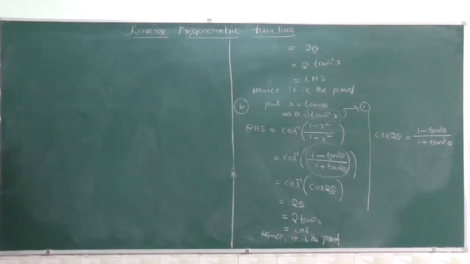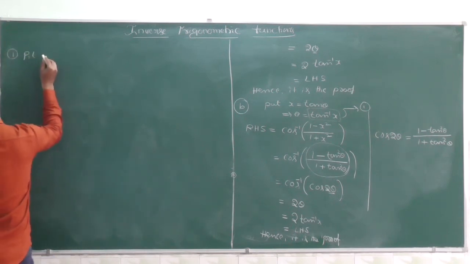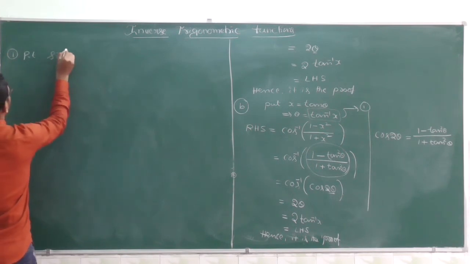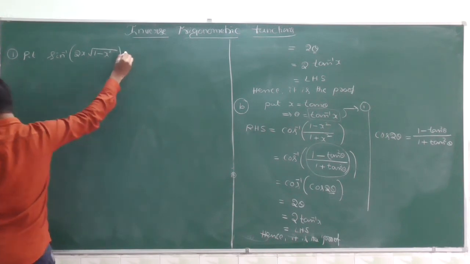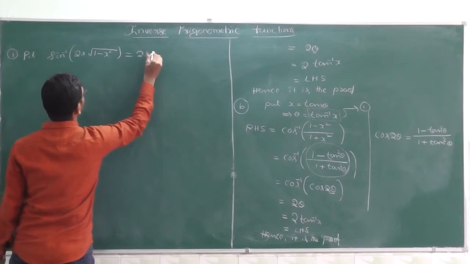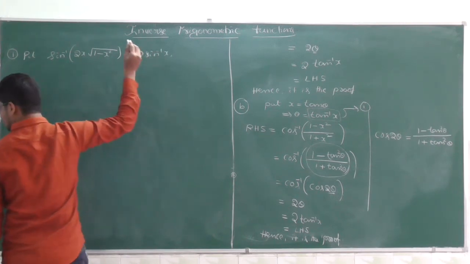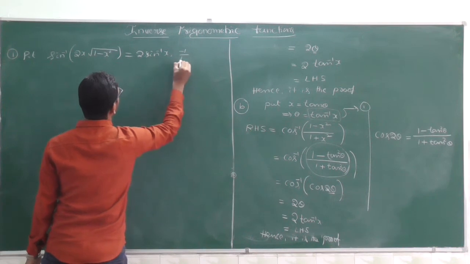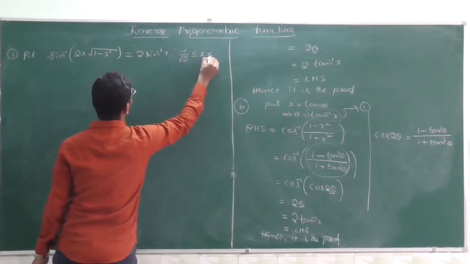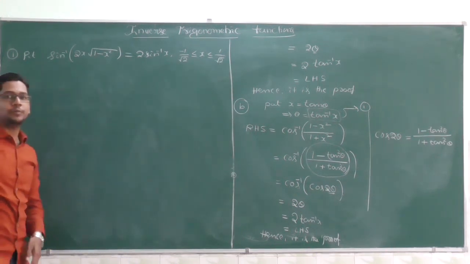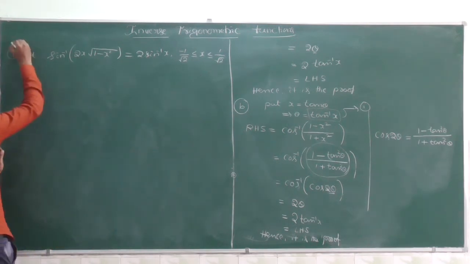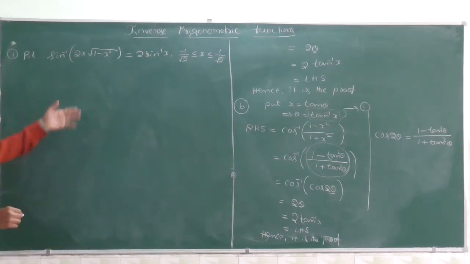First problem, a very important one. Prove that sine inverse of 2x into square root of 1 minus x square equals 2 sine inverse x, where minus 1 by root 2 is less than or equal to x less than or equal to 1 by root 2. It is an important problem for 2 marks. So we have to prove this.